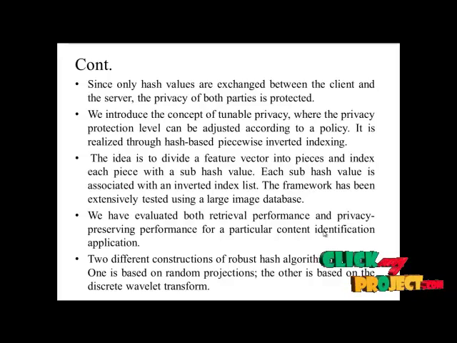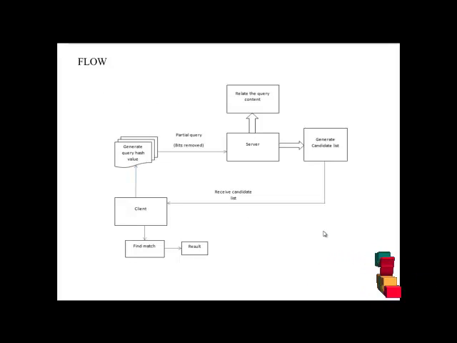So next we go to the overall process of our project. First, the client generates the query hash value. It communicates with the server based on the query content, using a portion of the query. The bits are removed in an XOR process. After that, the server generates the candidate list and sends it to the client. The client then finds the exact match. Finally, we get the information based on our content.